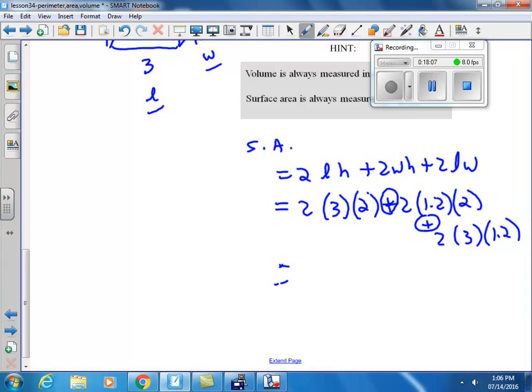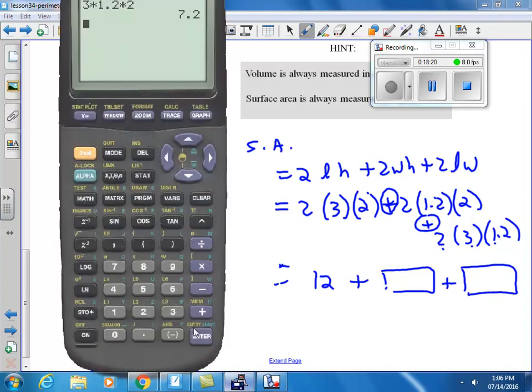2 times 3 is 6, times 2 is 12, so I'm just kind of doing some mental math here. 2 times 1.2 times 2 is something, and 2 times 3 times 1.2 is something. Just kind of going to clean that up, do it in pieces. 2 times 1.2 times 2 is 4.8, and 2 times 3 times 1.2. Now remember, if we were forced to do this by hand, we could. I'm just using the calculator to alleviate. Okay, so 7.2.